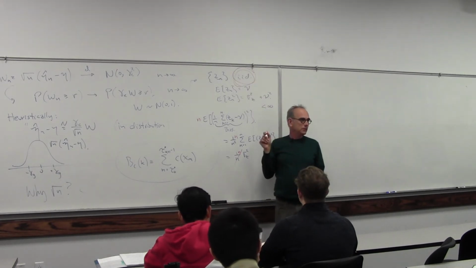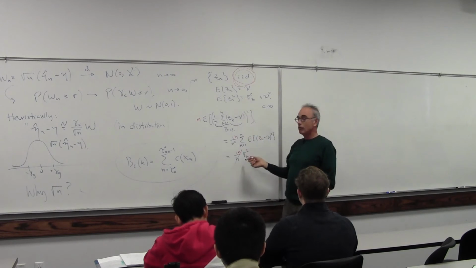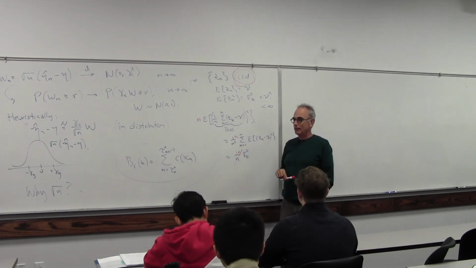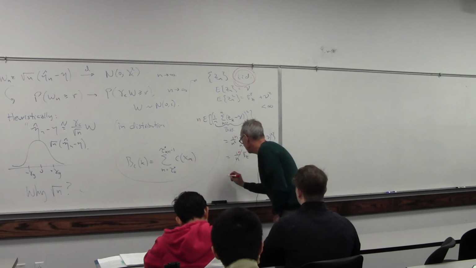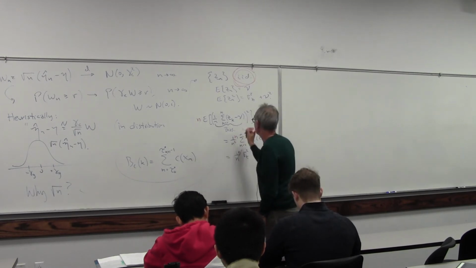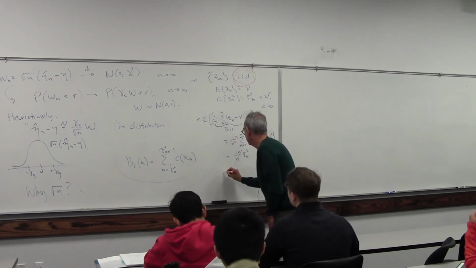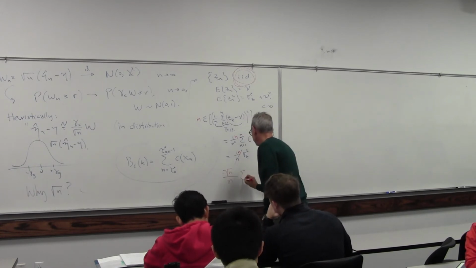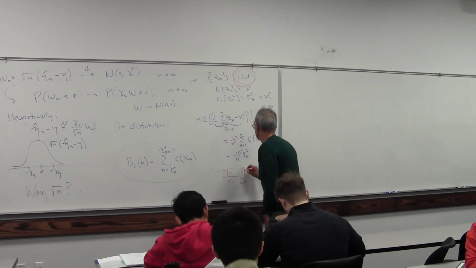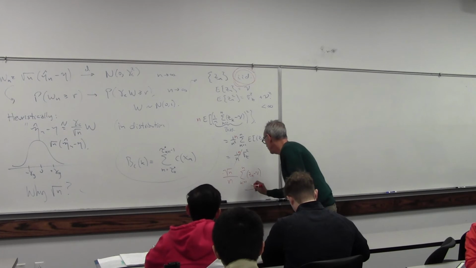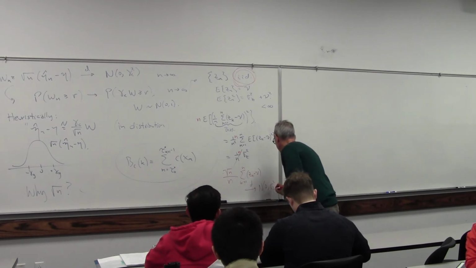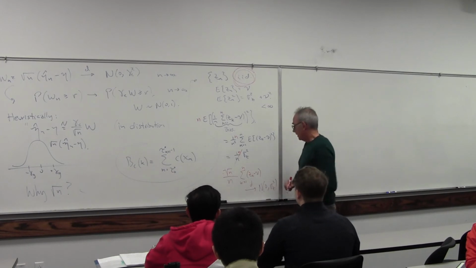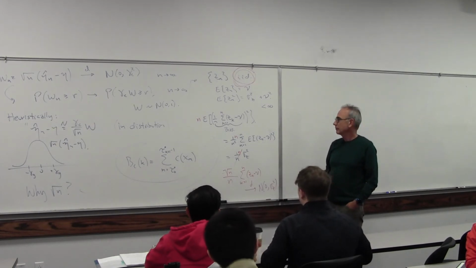So the hope is you can extend this result from IID. It's also known that if I take the bias and scale it by square root of n, that does go in distribution to N(0, sigma squared).